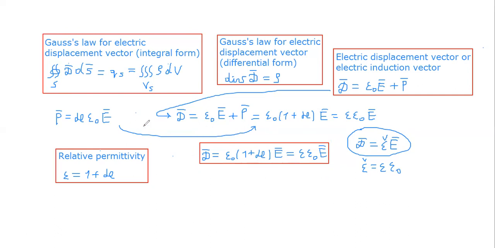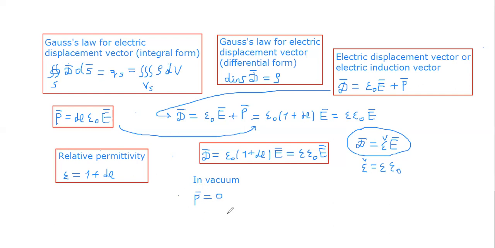Okay, and one more thing that is necessary to understand: if we have vacuum, in vacuum there are no bound charges, and because of this, in vacuum the polarization density is equal to 0 always, because there are no bound charges. So P is equal to 0.